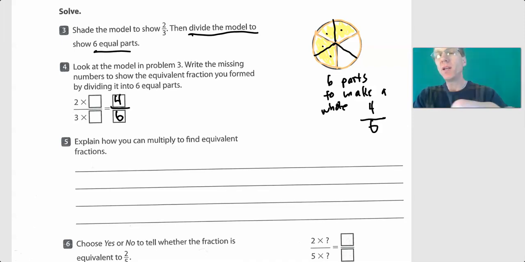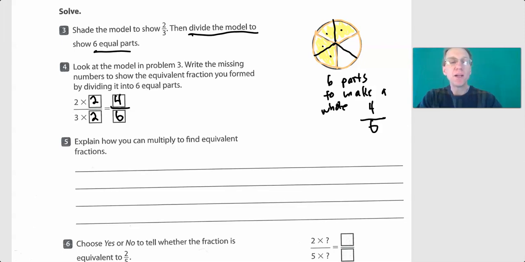Now remember, we cut them in half, so we doubled the number of pieces to make a whole. And whenever you do that, you do the same thing to the number of slices you have. That's why people will say, whatever you do to the denominator, you do to the numerator, which is fine. I just want you to know why you do that. Because you're cutting the whole pizza.